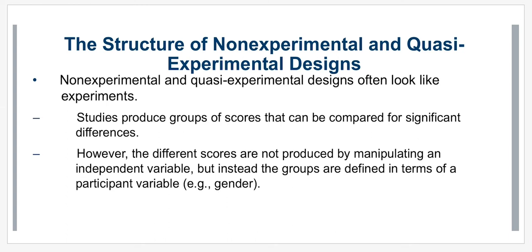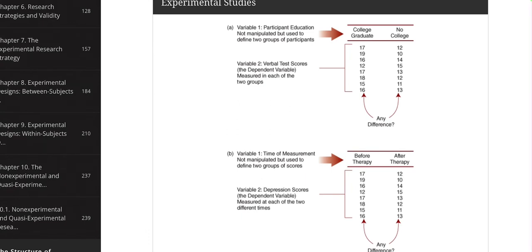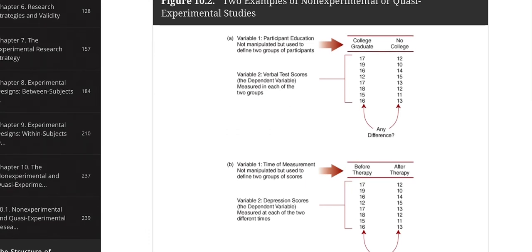And then also the slide doesn't say this, but there's also time-related variables. So participant variables are things like gender, or whether or not they went to college, which is the example they use here in part A of figure 10.2. In the example we used at the beginning of this video, it was how much adversity they had experienced in their lives. That would have been a participant variable. And so you can see in part A, they're comparing verbal test scores between the college graduates and the non-college graduates, or people that had not gone to college.